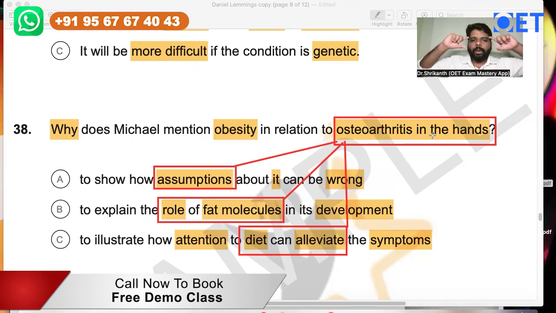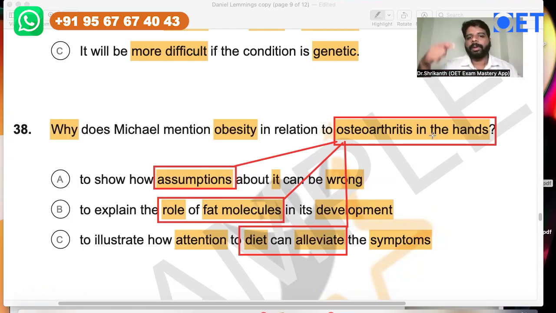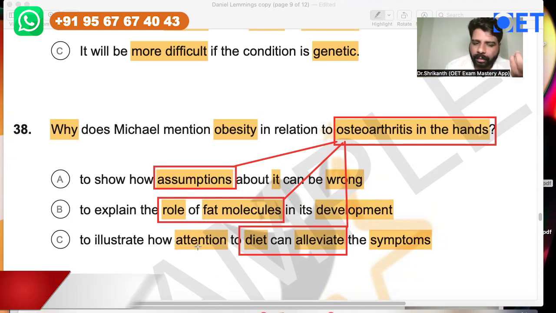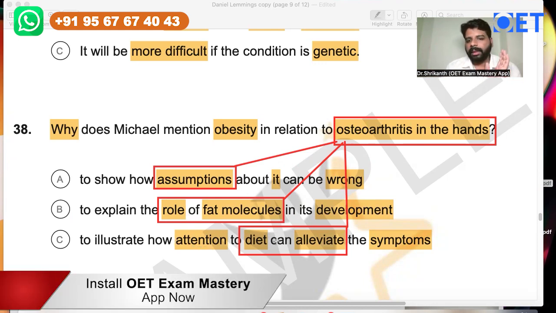So now when you're listening to the audio, you should look only into the answer options. You should not look into the question. Your eyesight should only be in the answer options. The why: he's mentioning obesity because he wants to prove some assumptions are wrong. He wants to illustrate the role of fat molecules and to show how diet can alleviate these symptoms.